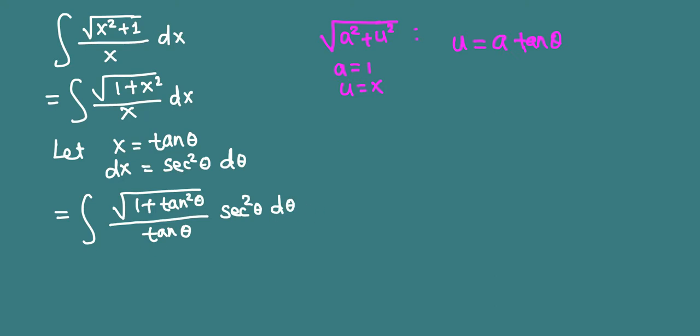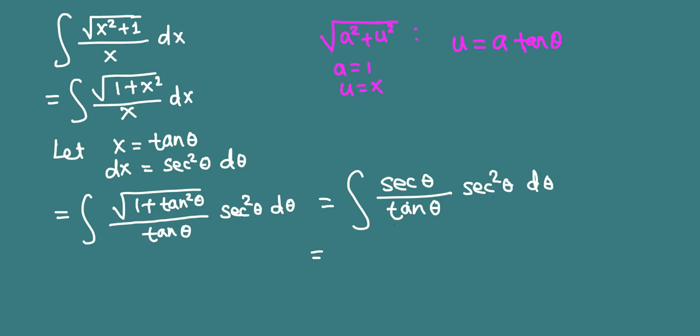Let's simplify this. 1 plus tangent squared is secant squared, and root secant squared is just secant. That was the purpose of the substitution. X equals tangent theta, then we can get rid of this square root. We have now, without the square root, secant theta over tangent theta times secant squared theta d theta.